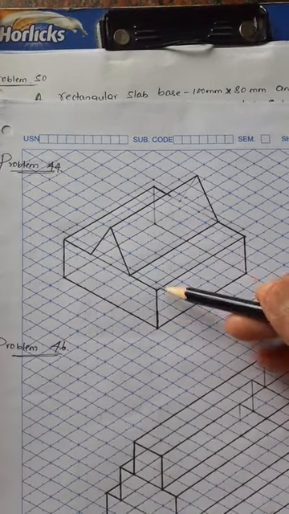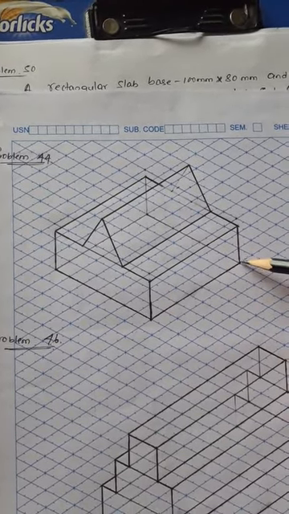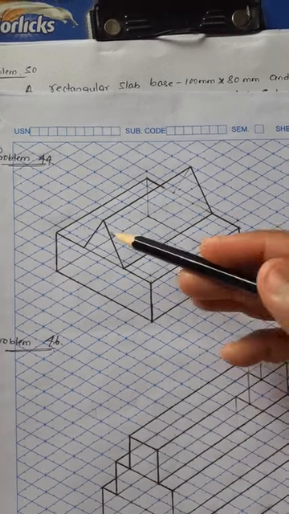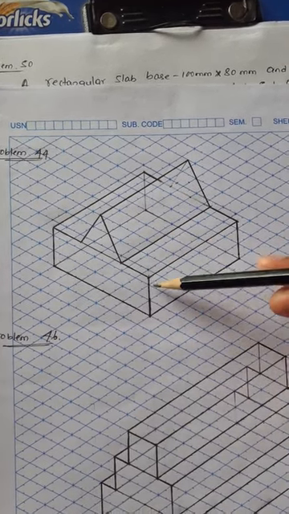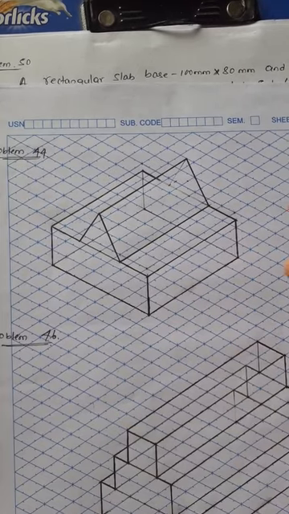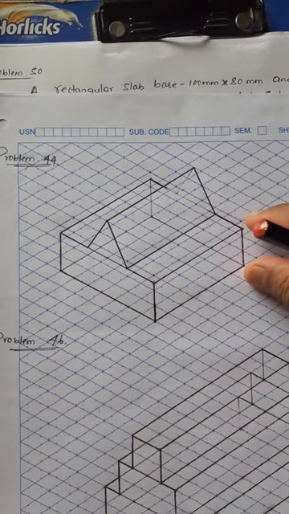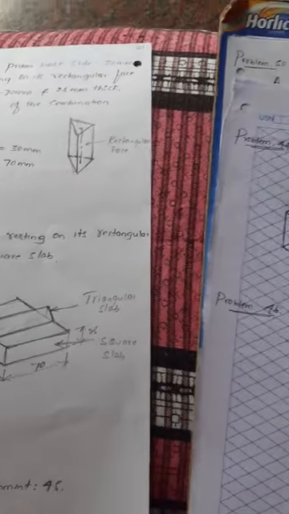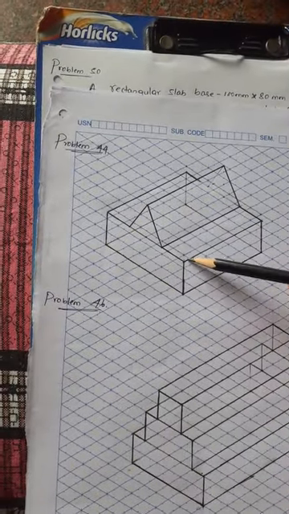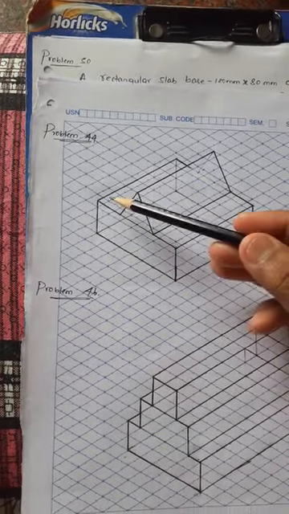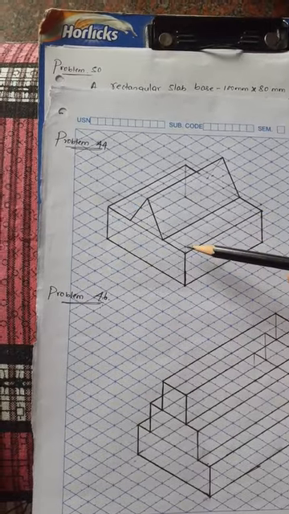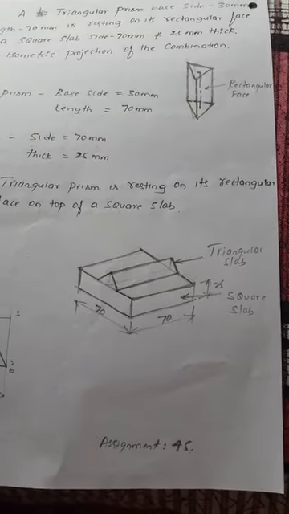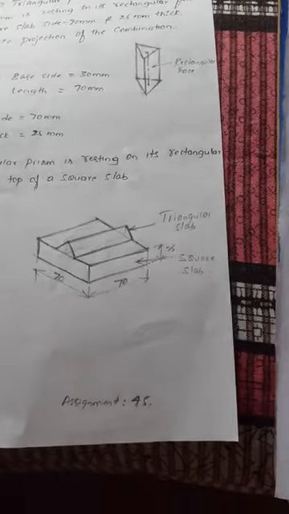After that, from the corners of this bottom face of the square slab, draw a vertical line, a 90 degree line. Along that, the thickness of the square slab is 25 mm, right? Now convert into isometric: 25 mm is 2.5 blocks. Again draw the top face of the square slab, right? This is the construction of the square slab.